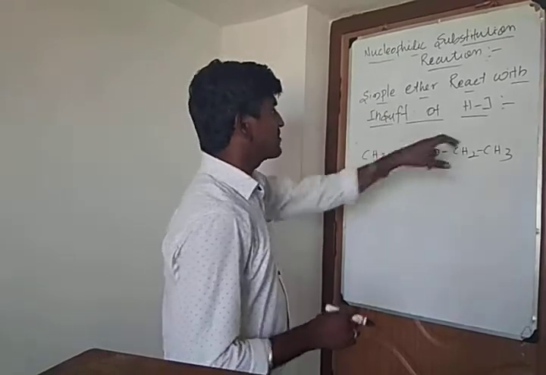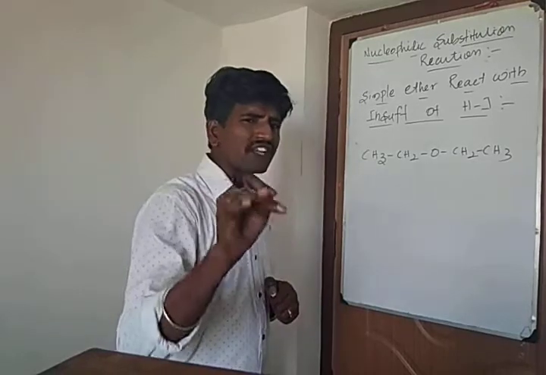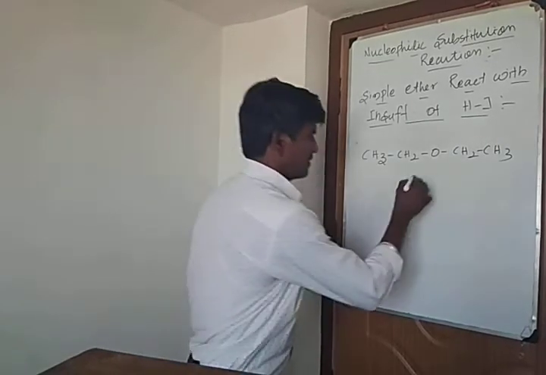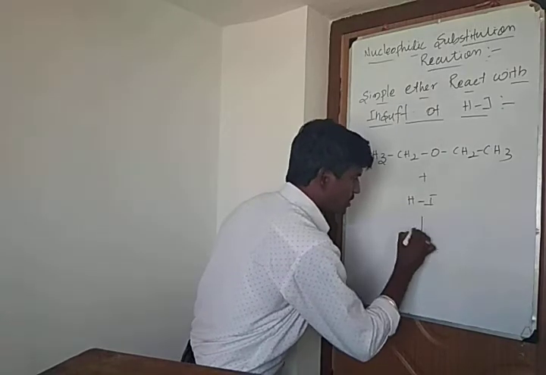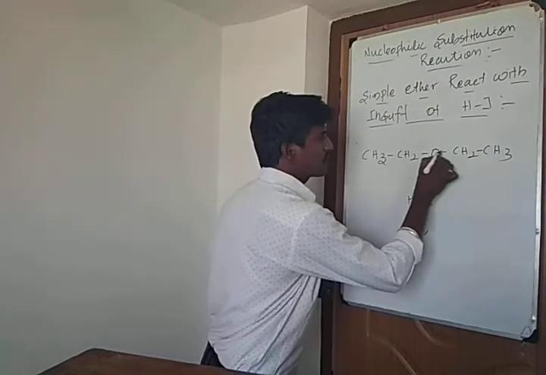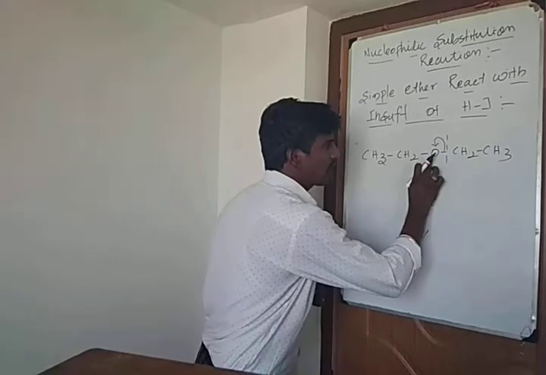React with insufficient HI. Insufficient means 1 mole of HI. Excess amount of HI means 2 moles of HI. So here it is an insufficient amount, so 1 mole of HI. You can get the product. Compare carbon and oxygen. Which one is more electronegative? Oxygen. So the bond breaks between oxygen and carbon.